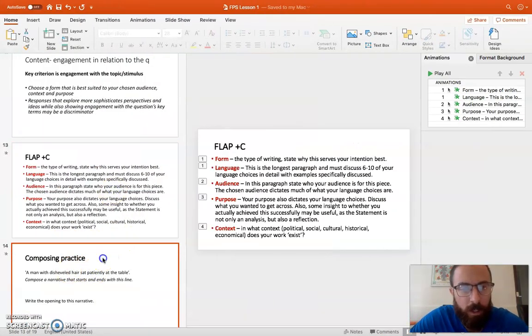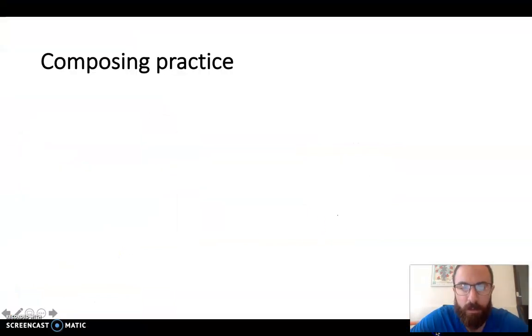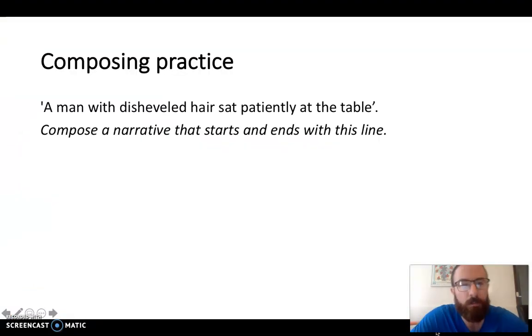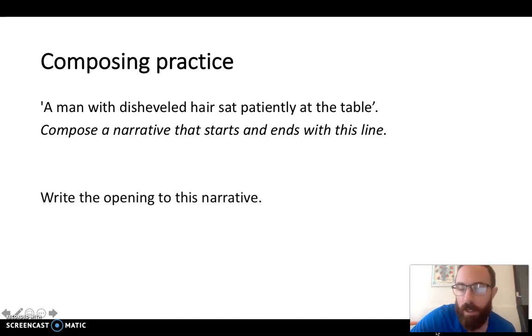Okay, so what we're going to do now is look at a prompt. This is for practice. Here's a prompt taken from a Year 12 paper that I made for this year's Year 12s. "A man with dishevelled hair sat patiently at the table." Compose a narrative that starts and ends with this line. What I would like you to do is write the opening to this narrative. I don't want you to do the end, even though it says so here. I just want you to write the opening, and obviously in the opening you have to incorporate this line.